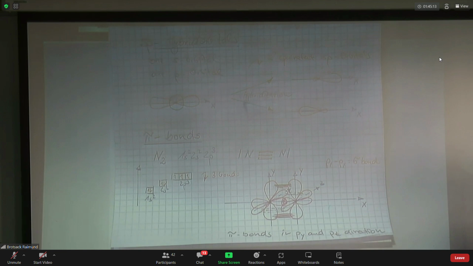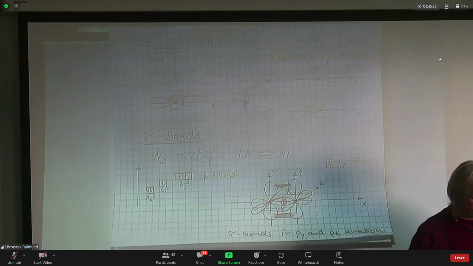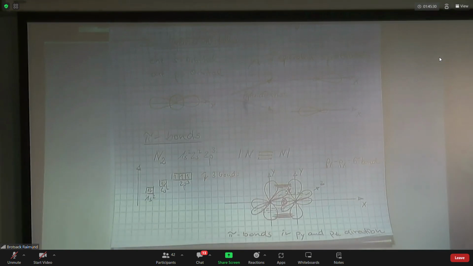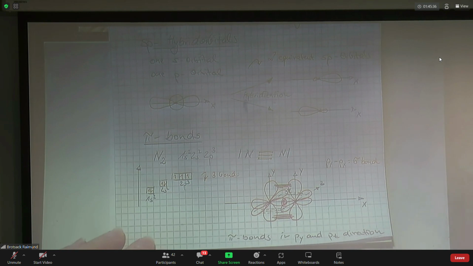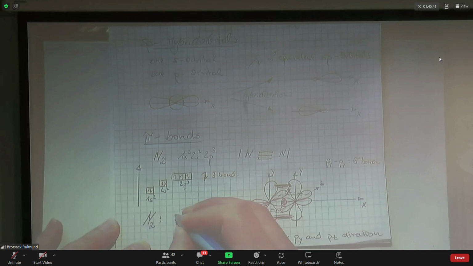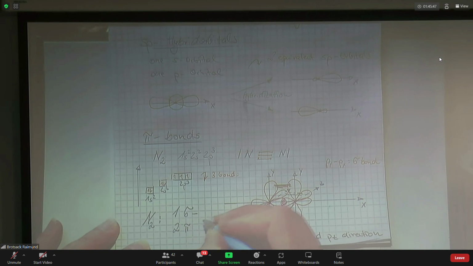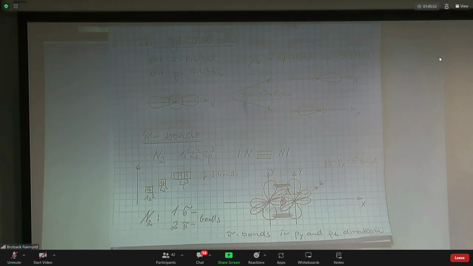So at the end, it doesn't help. The sigma, of course, we can rotate, but the other two are blocking the rotation, in between the two atoms, so we cannot rotate. So the nitrogen has one sigma bond and two pi bonds. One sigma and two pi bonds.